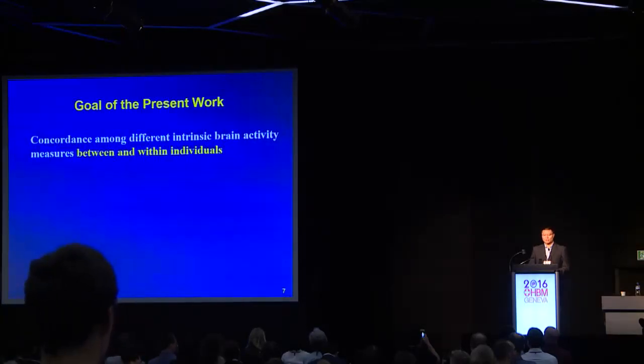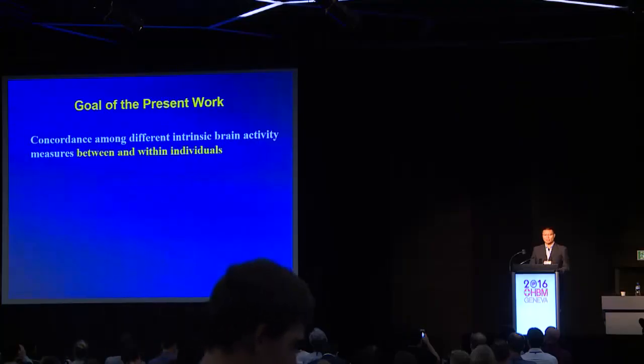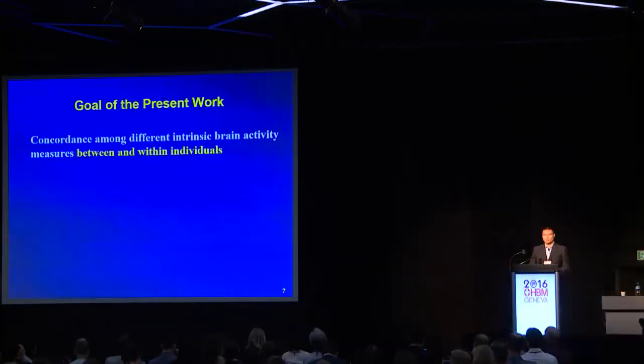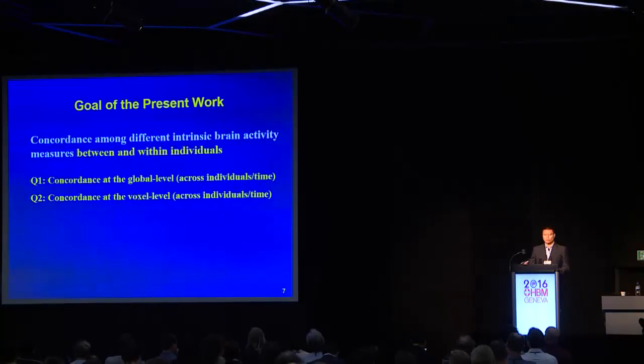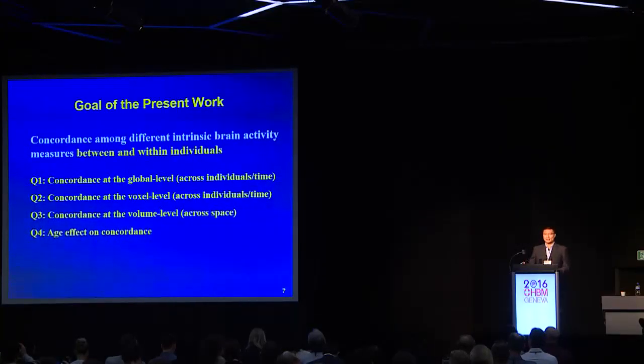So the goal of the present work is to give a comprehensive examination of the concordance among different intrinsic brain activity measures, both between and within individuals. We would like to ask, what's the concordance at the global level, both across individuals and across time? The second question is, what's the concordance at the voxel level? For each voxel, what's the concordance for that voxel? And what's the concordance at the volume level, so across space? The last question is whether concordance has any neurophysiological meaning, so we examine the age effect on the concordance.